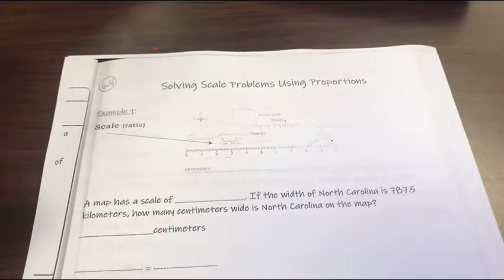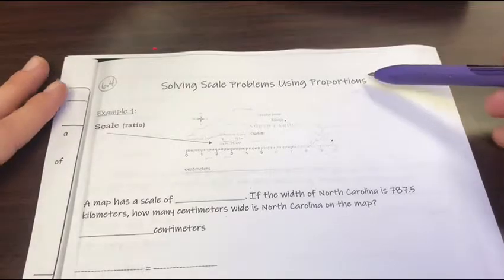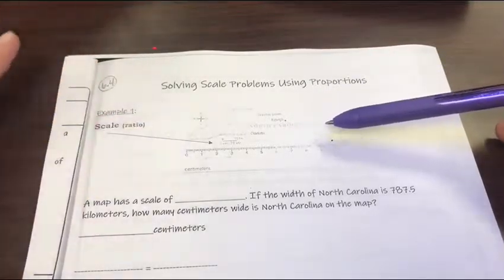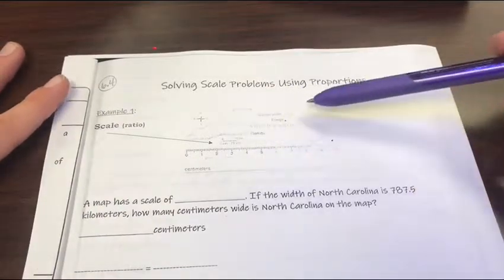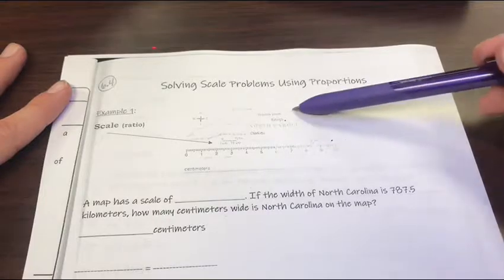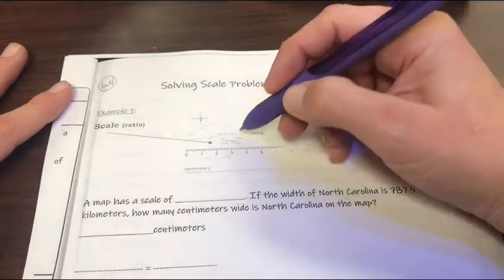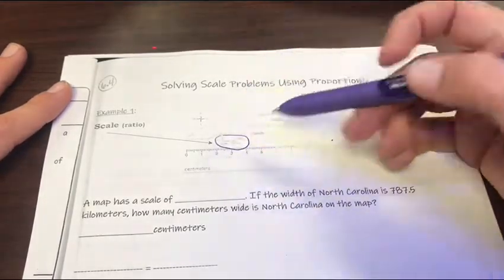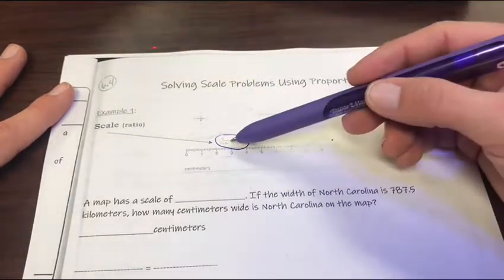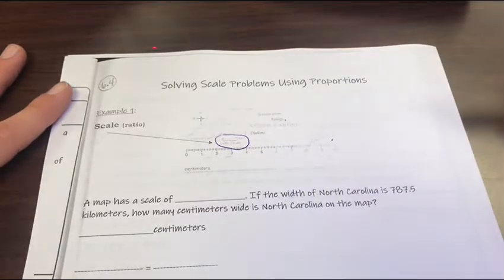Okay, we are on page 51 in your journal. We're going to be solving scale problems using proportions. So it's kind of light, you can't see it, but in your journal it's a little darker. This is a map of North Carolina, or a picture of it, and it gives you the scale right here, okay? A scale is going to be a ratio. It has the colon to compare it, okay?